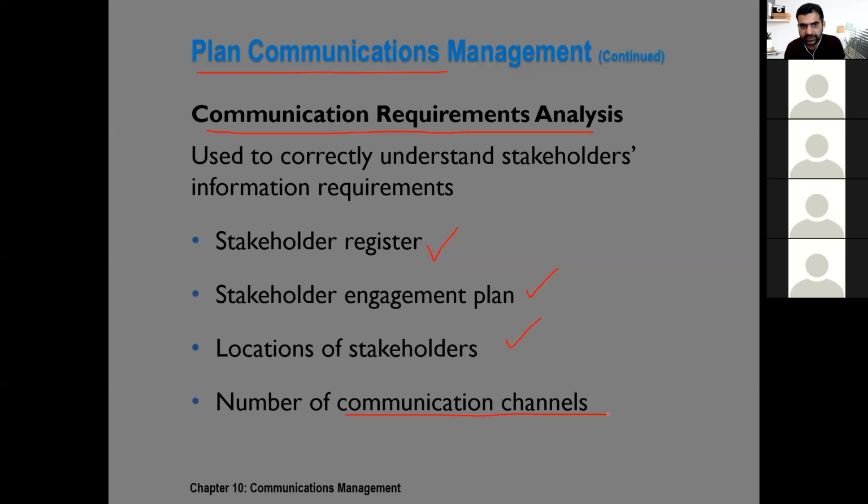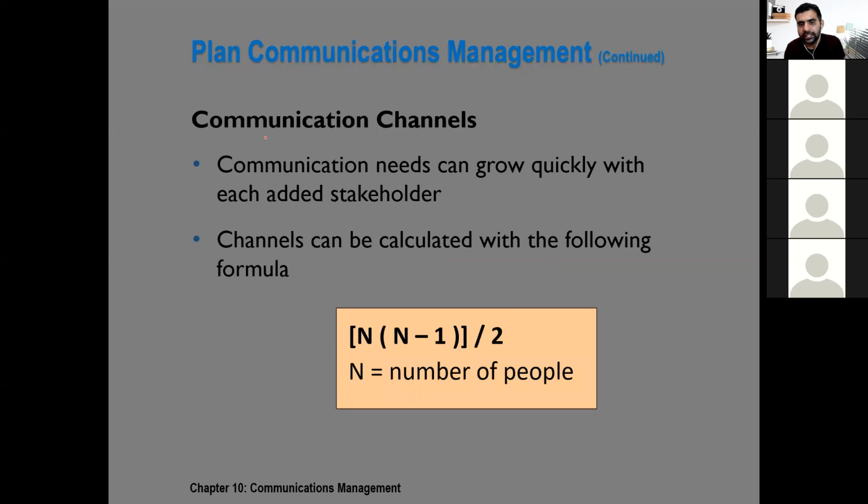And when we say communication channel, basically the concept is, if there are two persons in a team, then the communication channel between them will be only one. However, if there are three members in a team, the communication channels between them would be three: between person 1 and 2, between person 1 and 3, and between person 2 and 3. In fact, we can determine the number of communication channels with the help of this formula. N is the number of stakeholders, and this formula can help us to find the number of communication channels.